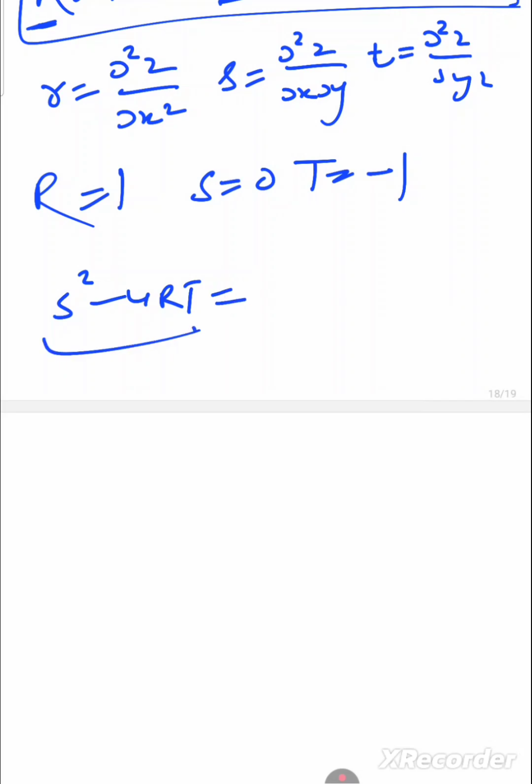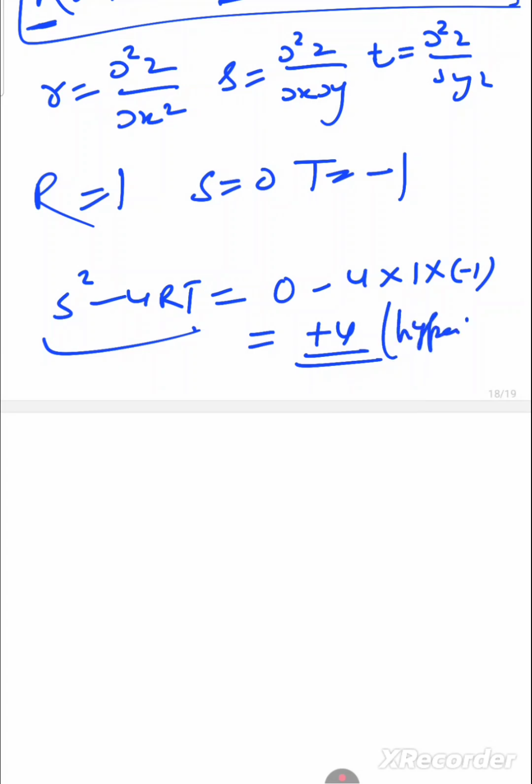This is the formula by which we can determine whether the equation is parabolic, elliptical or hyperbolic. Okay. 0 minus 4, where r is 1 and t is minus 1, this is plus 4. So this is hyperbolic. If s² − 4rt is greater than 0, then it is hyperbolic. When s² − 4rt equals 0, it will be parabolic. Here s² − 4rt is plus 4, which is greater than 0, so this equation is hyperbolic.